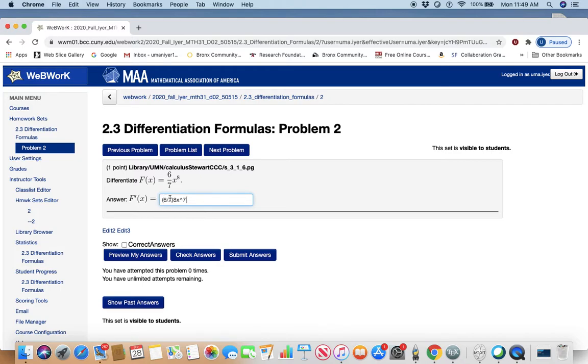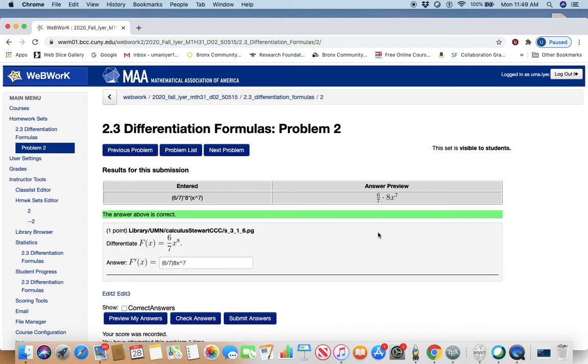Alright. Remember, the parenthesis is important. If there were no parenthesis, then you have 7 to the 8. You understand? So 6 over 7 times 8 x to the power 7. Okay. Next. So that's how it looks. Right? Next.